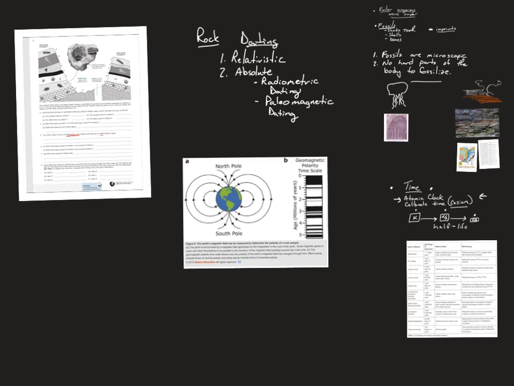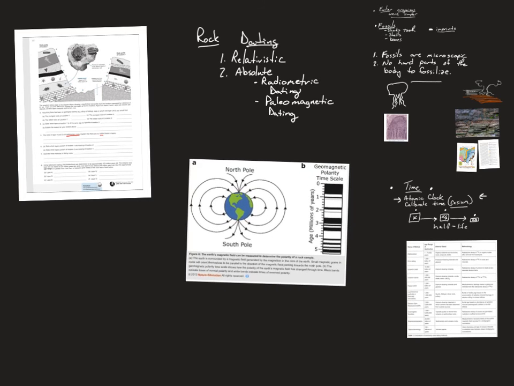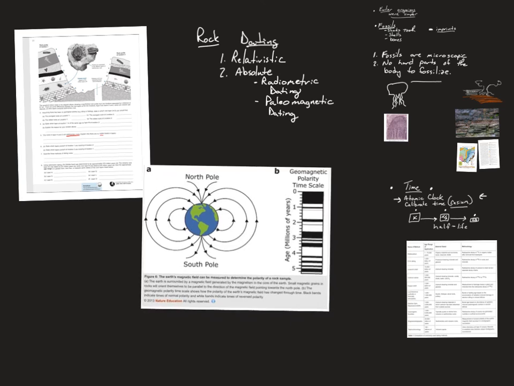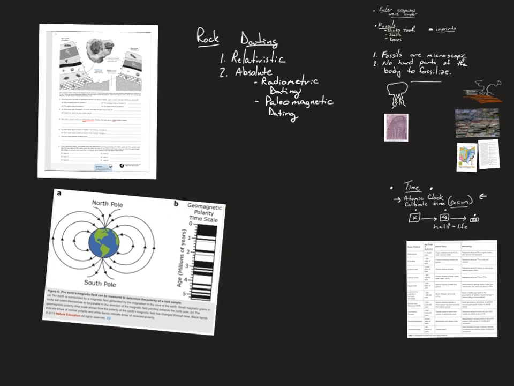The last type of dating that we can use to, again, give us some kind of absolute time scale, the age of a rock, is this idea of polarity of the Earth's magnetic poles. We call it paleomagnetic.